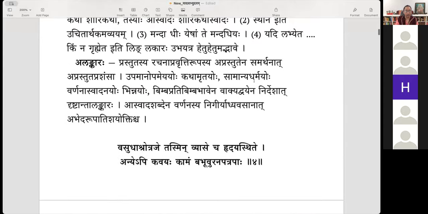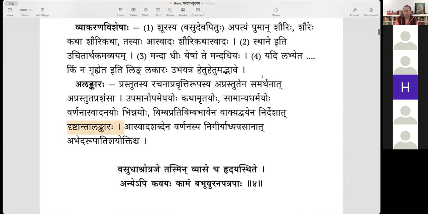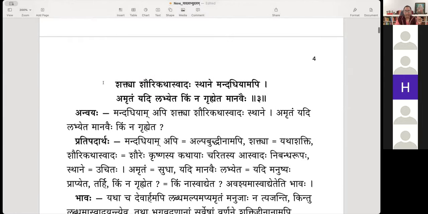In Drishtanta Alankara, we saw this example here, right? Bimba Pratibimba Bhava. Krishna Katha Aswadaha and Amritasya Aswadaha. These two, or Krishna Katha Varnanam, Amritasya Aswadaha. These two have been said here, right? Shaktya Shaurikrita Aswadaha, Sthane Mandadiyamapi, Amritam Yadin Labhyeta, Kimna Griheta Manavaihi. Why wouldn't a man take on Amritam if he is presented with Amritam? It is true that when someone has the opportunity to describe Krishna, he is going to describe Krishna, and it is appropriate for him also.